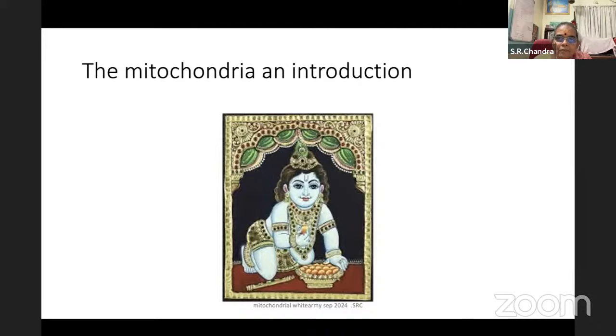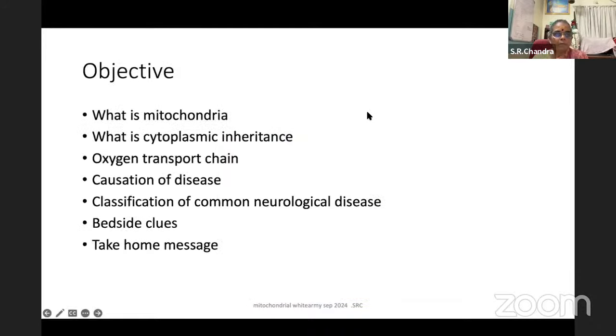Mitochondrial disease. This topic will be approached as: what is mitochondria, what is cytoplasmic inheritance, what is the oxygen transport chain, then causation of disease in this group, and classification of common neurological diseases of this group, then bedside clues and take-home message.